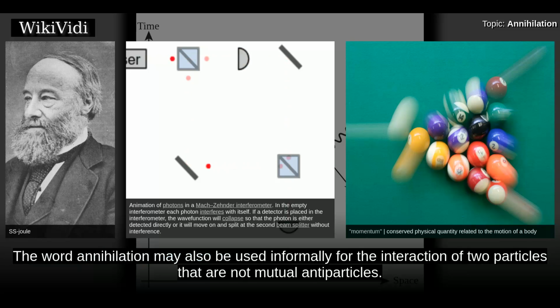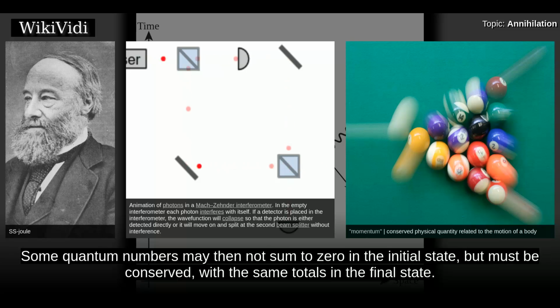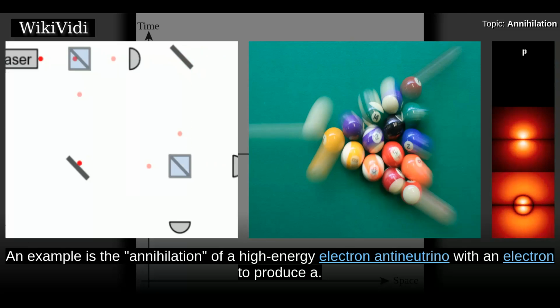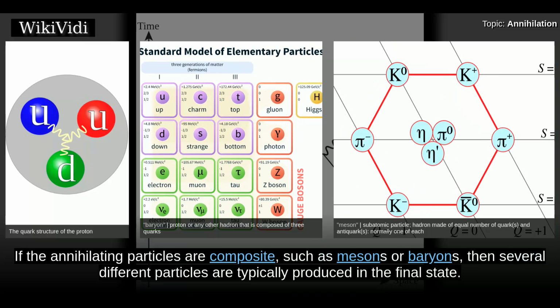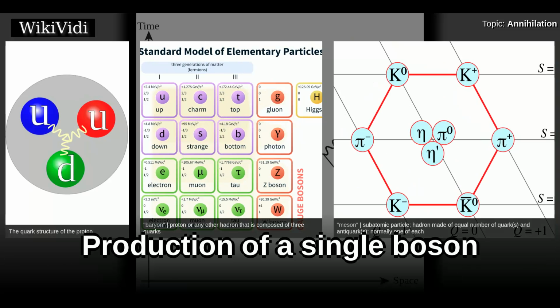The word annihilation may also be used informally for the interaction of two particles that are not mutual antiparticles. Some quantum numbers may then not sum to zero in the initial state, but must be conserved, with the same totals in the final state. An example is the annihilation of a high-energy electron antineutrino with an electron to produce a W. If the annihilating particles are composite, such as mesons or baryons, then several different particles are typically produced in the final state.